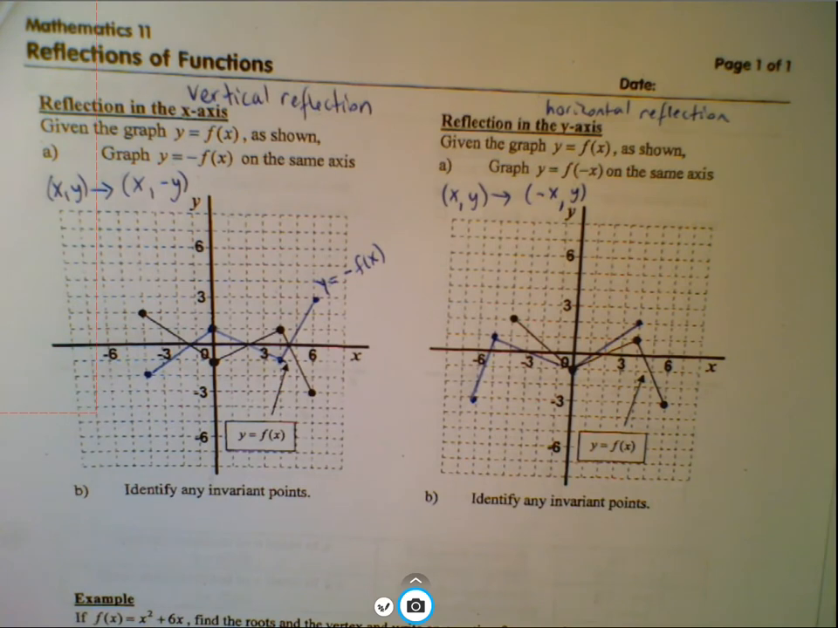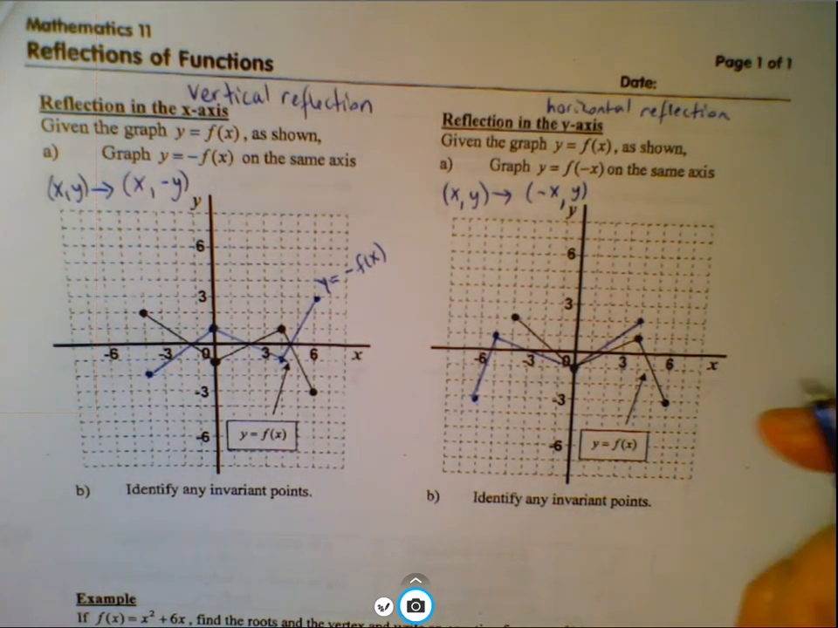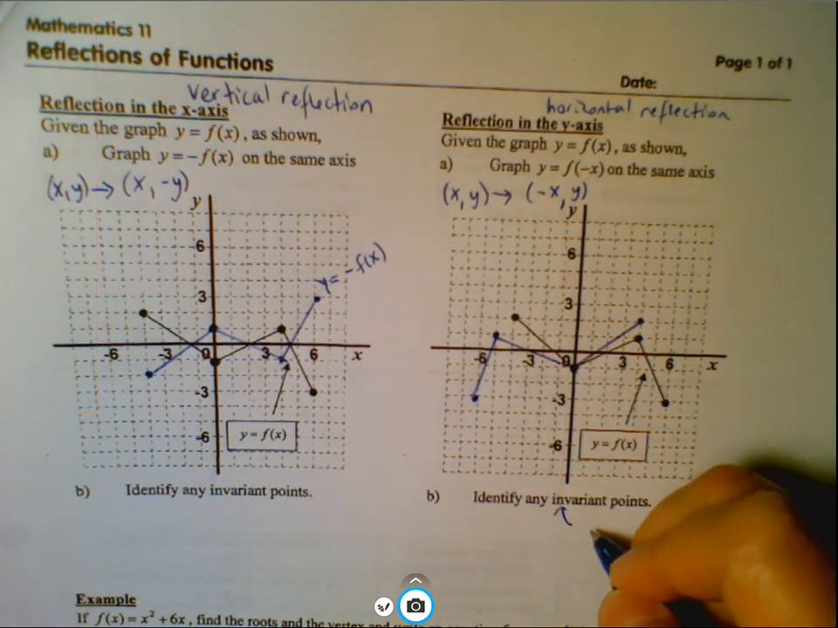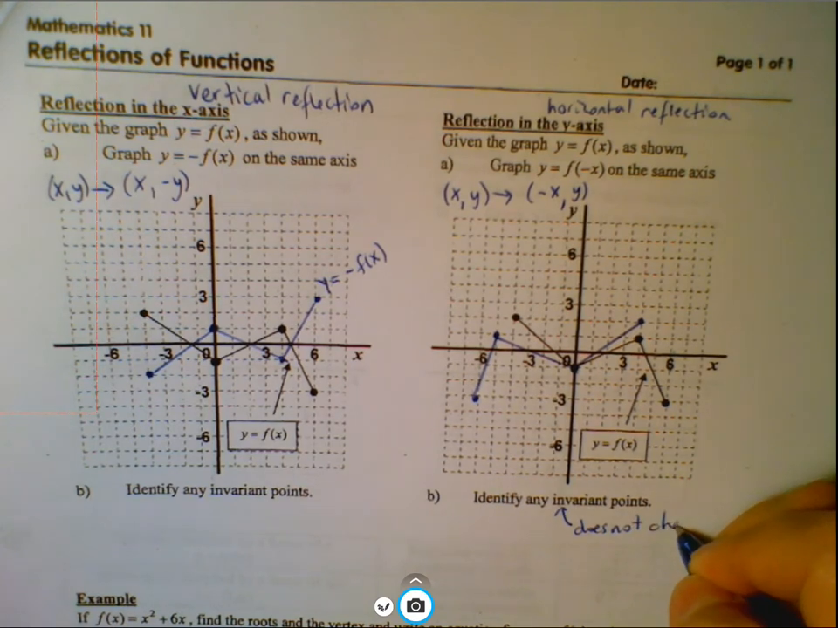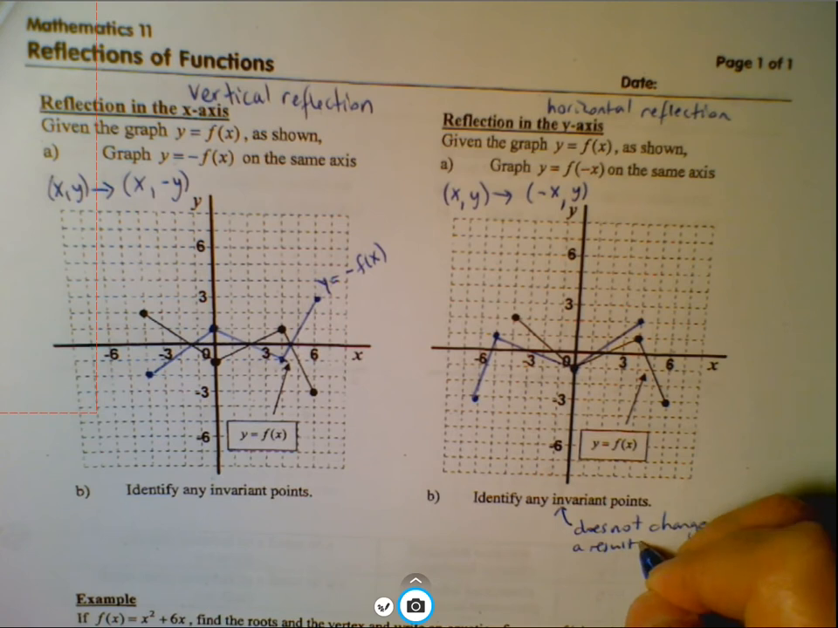All right, the last thing here is the word invariant. So the question's asking us to find any invariant points. Invariant means does not change as a result of a transformation. And hopefully you'll remember that because of the word vary.